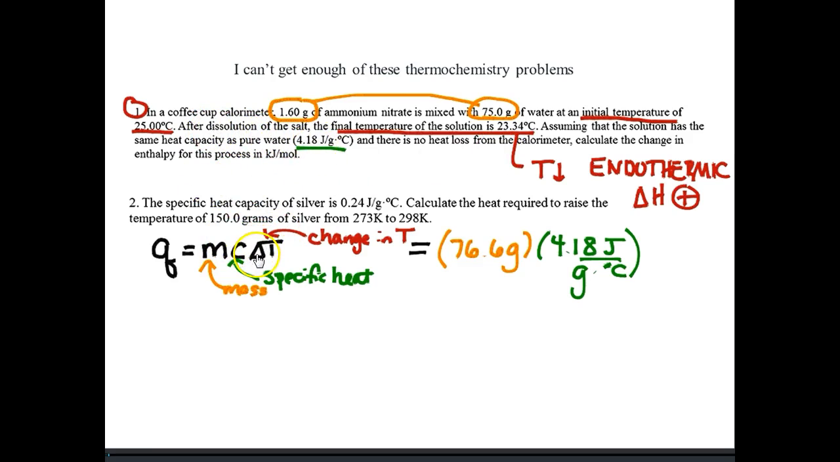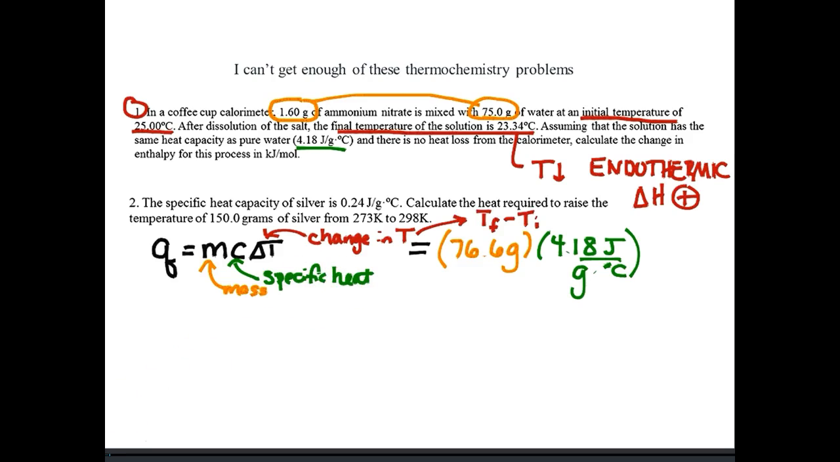If it weren't given, it would be at the top of your quiz or homework or test, somewhere at the front of the exam. But here it's given in the problem, 4.18 joules per gram degree Celsius. So I'm going to write that in my problem here in green, and I underlined it in green up here, and I wrote it in green over here.